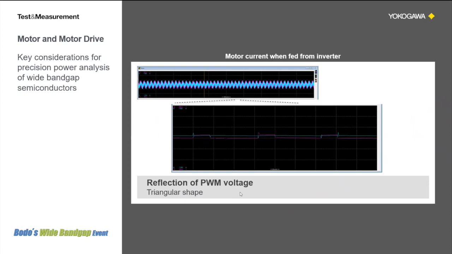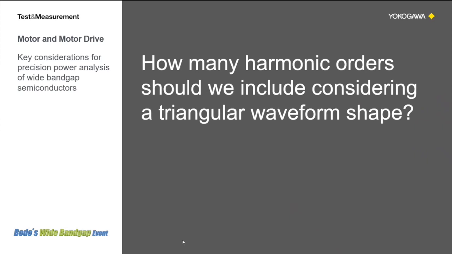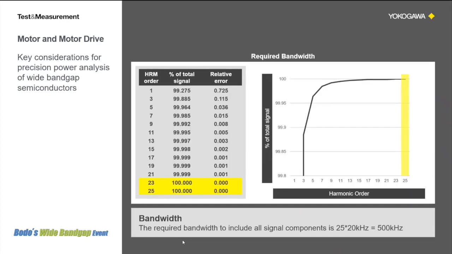So to determine the required bandwidth to measure power and efficiency of an inverter, we should consider the characteristics of a triangular waveform. In other words, the question is how many harmonic orders should be included when considering a triangular waveform shape. In this table and graph, you can see how much of the total amplitude is measured when a certain number of harmonic orders are included in the measurement. And in the last column, thus the error caused by bandwidth limitation when measuring a triangular waveform.